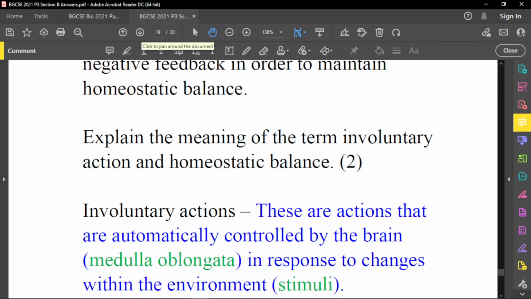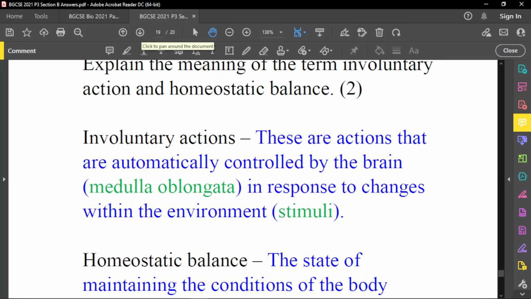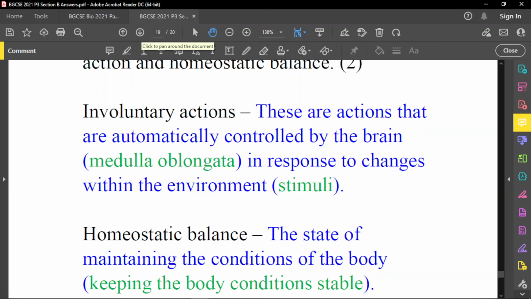Now, this is saying explain the meaning of the term involuntary action and homeostatic balance. And so involuntary actions are actions that are automatically, listen now, the word automatically, controlled by the brain, particularly the medulla oblongata, in response to changes within the environment. And these changes in the environment are called stimuli. Now the reason I'm pointing out the word automatic is because we have another quick response called reflex action, and reflex is not automatic.